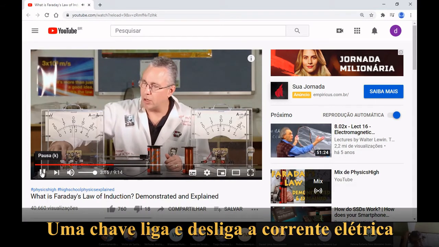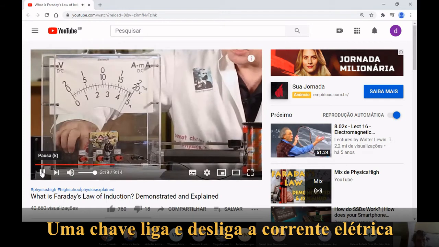control the amount of current. So if I turn it on, I'm going to get a deflection as you would expect.